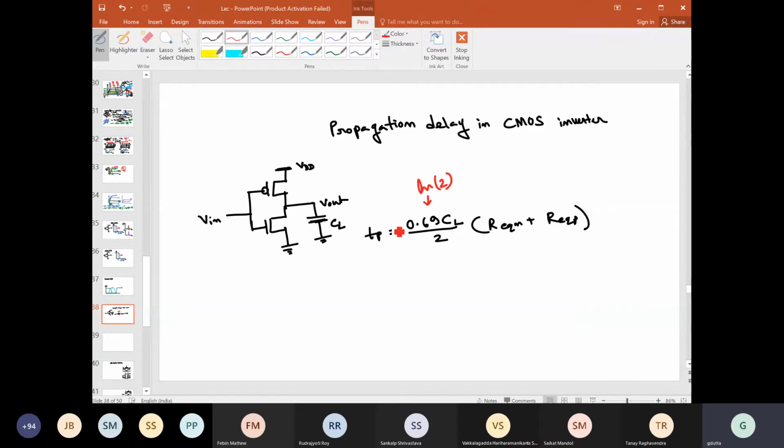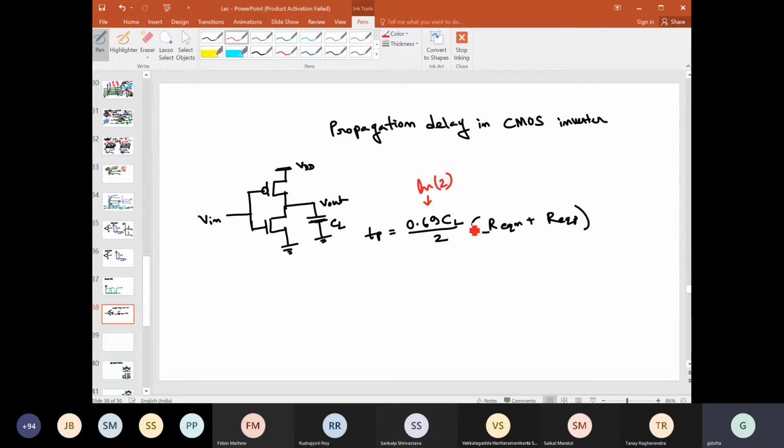And what is the CL? CL is the load capacitance, but today we have to see in more detail what we mean by this load capacitance. What are the components that should come here? Here we considered one lumped capacitance, the CL, but what is its value? How will you estimate the CL? That we will see today in more detail.